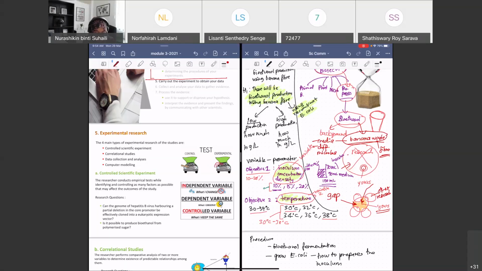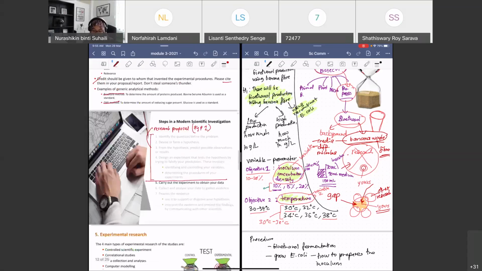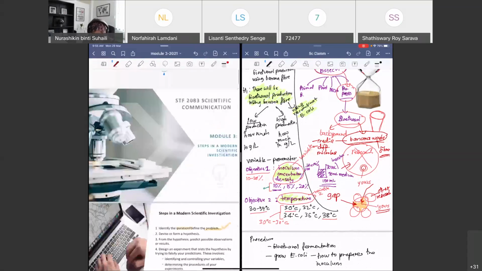Okay. So identify and control as many factors as possible that may affect the outcomes of the study. Factors here are the variables, the things that can influence the result. So if you vary from 10 to 20%, for example, there could be a variation in the results. So the variation actually depends on the control action. That's why it's called a controlled scientific experiment. Okay. Any more questions?